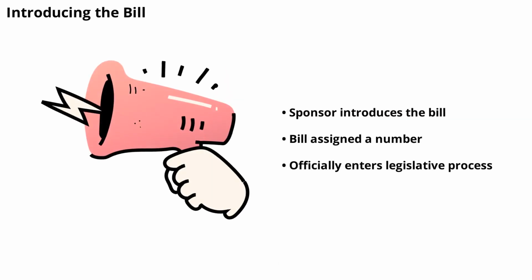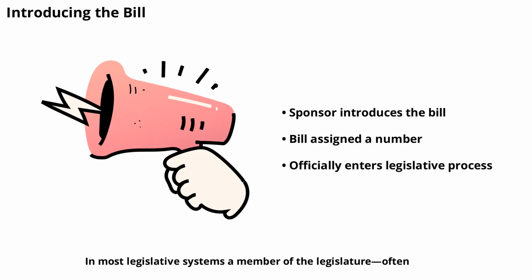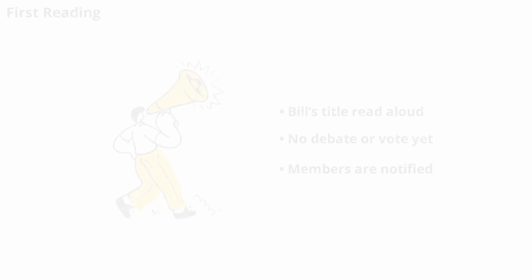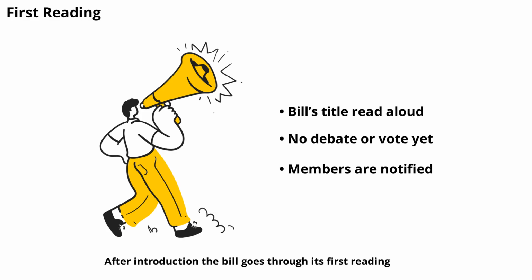With the bill drafted, it's time for its official introduction. In most legislative systems, a member of the legislature, often called a sponsor, formally presents the bill. This is usually done in the lower house, such as the House of Representatives or a similar body. The introduction is a public announcement that the bill is now up for consideration. At this stage, the bill is assigned a number and entered into the official record, marking the beginning of its legislative journey. After introduction, the bill goes through its first reading.